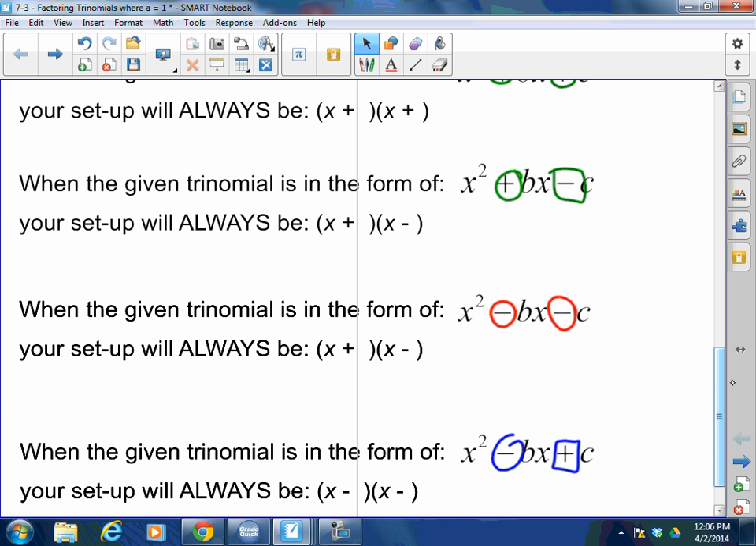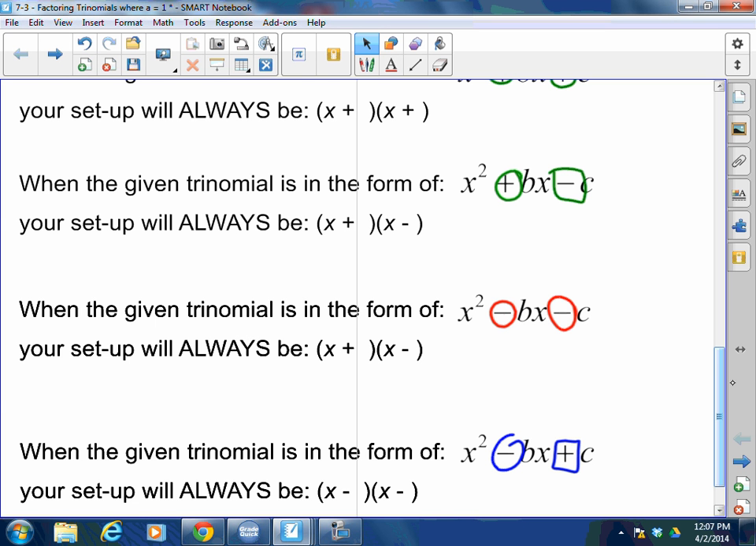Yes, sir. Someone had a question? Yes, sir, my brother. Because that's the way it works. That's the way it works. I promise. That is the way it works.